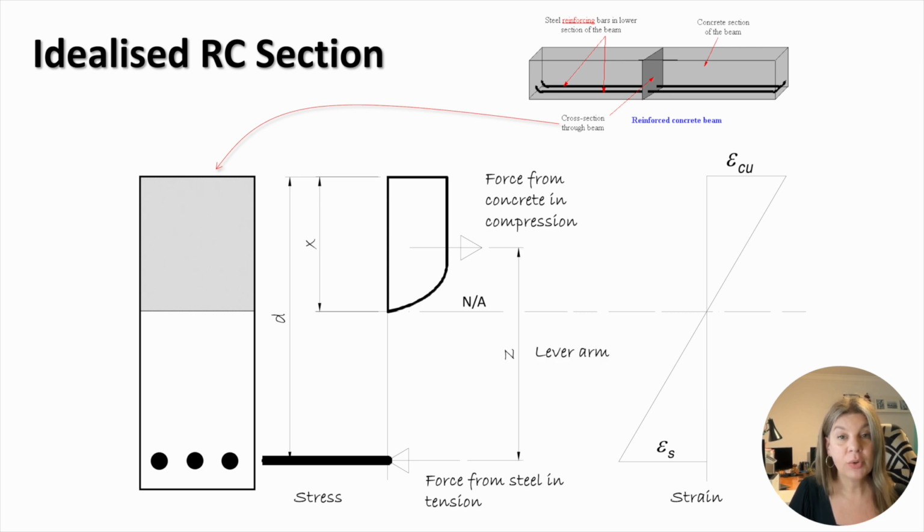Since the values and locations of the forces are known, the distance, or the lever arm Z, between the forces can be found and a corresponding moment can be calculated. This will be the maximum bending moment that this cross-section can resist.